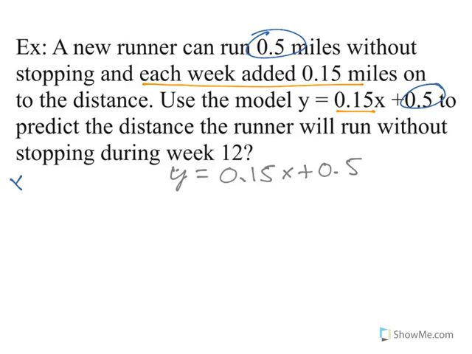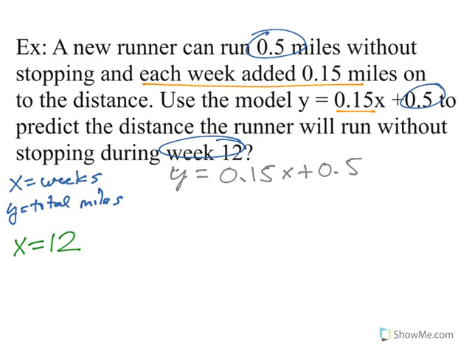Now, in this case, x is time, right? Generally, our independent variable is time, which in this case is the number of weeks, whereas y is what we're trying to find, which is the total miles. So in this case, we know week 12 is what we care about. So that means x equals 12. So in my equation, y equals 0.15 times 12 plus 0.5.